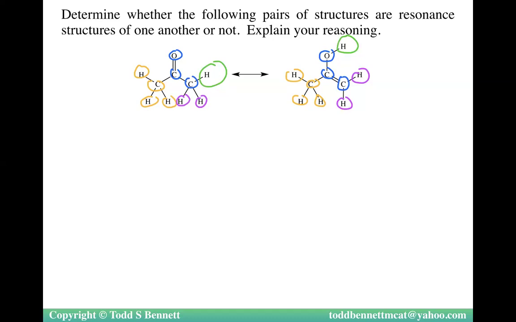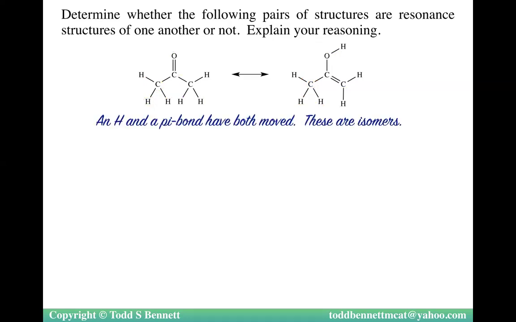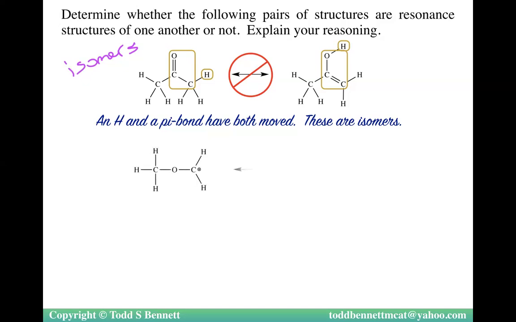So consequently, because we had an H and the pi bond both move. This H right here was on this carbon, now it's on the O, pi bond moved over. So these are what's known as isomers. They have the same molecular formula, but different connectivity, which means you have atoms in different locations. They are not resonant structures.